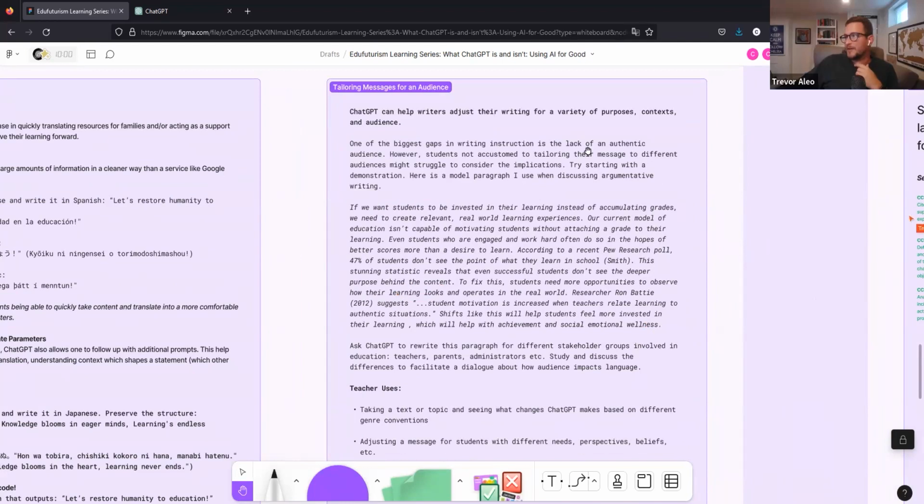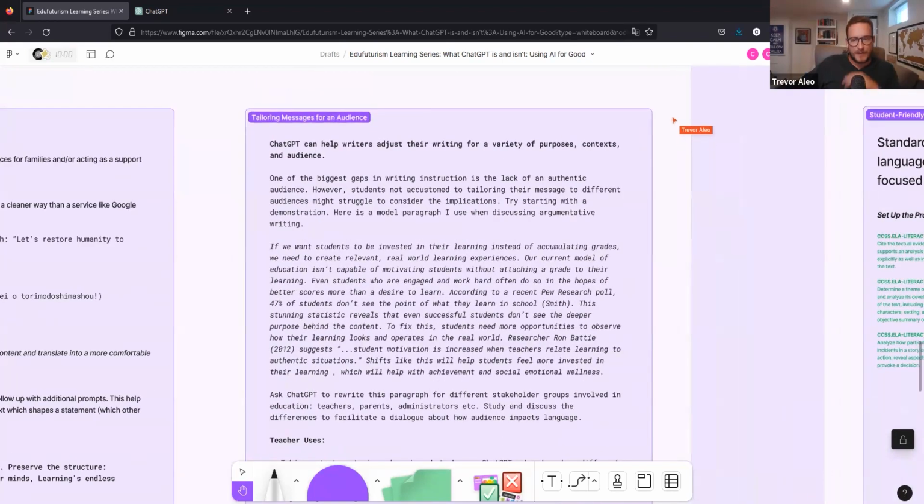Yeah, so I'm going to talk a little bit about tailoring messages for an audience. So when it comes to writing instruction, and this is true outside of English language arts as well, one of the issues is the genres that we often ask students to compose in are pretty artificial. They don't really look a lot like the types of writing that occur outside of the classroom.